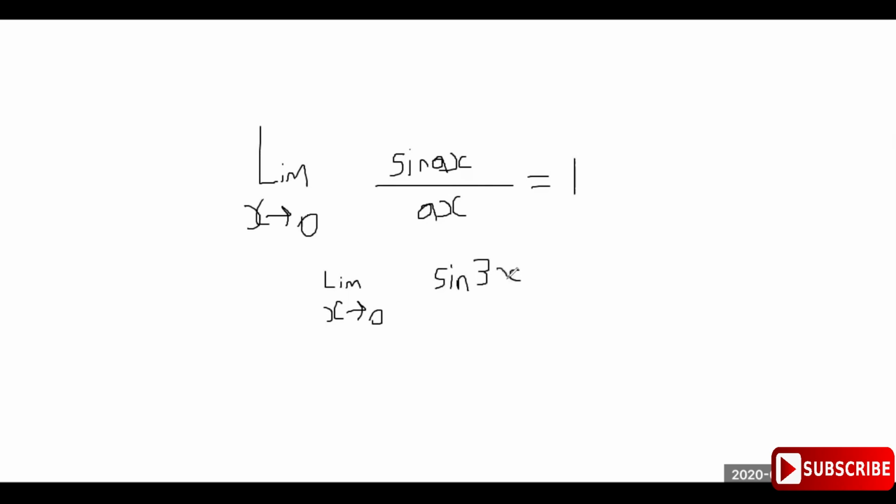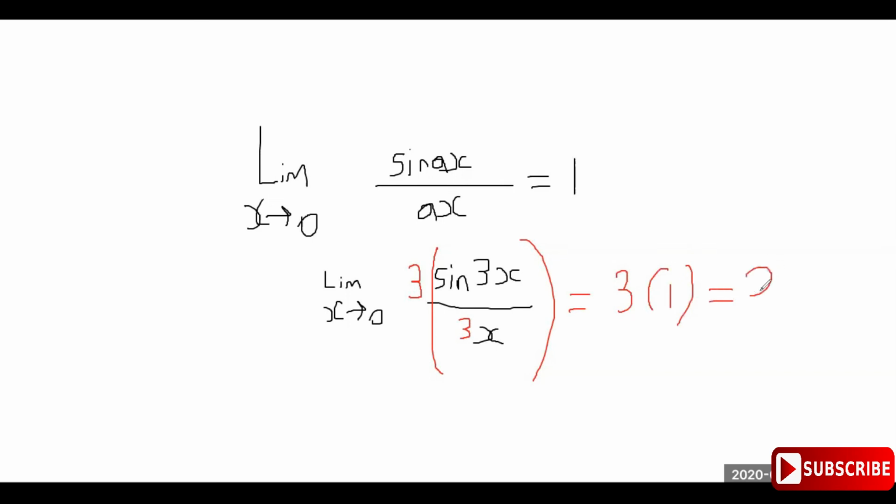3x over x. Now look how you can do this question. You need ax over ax, so you put a 3 in the numerator and a 3 in the denominator, multiplying both sides by 3, because you want to maintain the function. You can only introduce 1 when it comes to limits. Now we know that this part is 1, so this works out to be 3 times 1, which is 3. That's how you do that question.